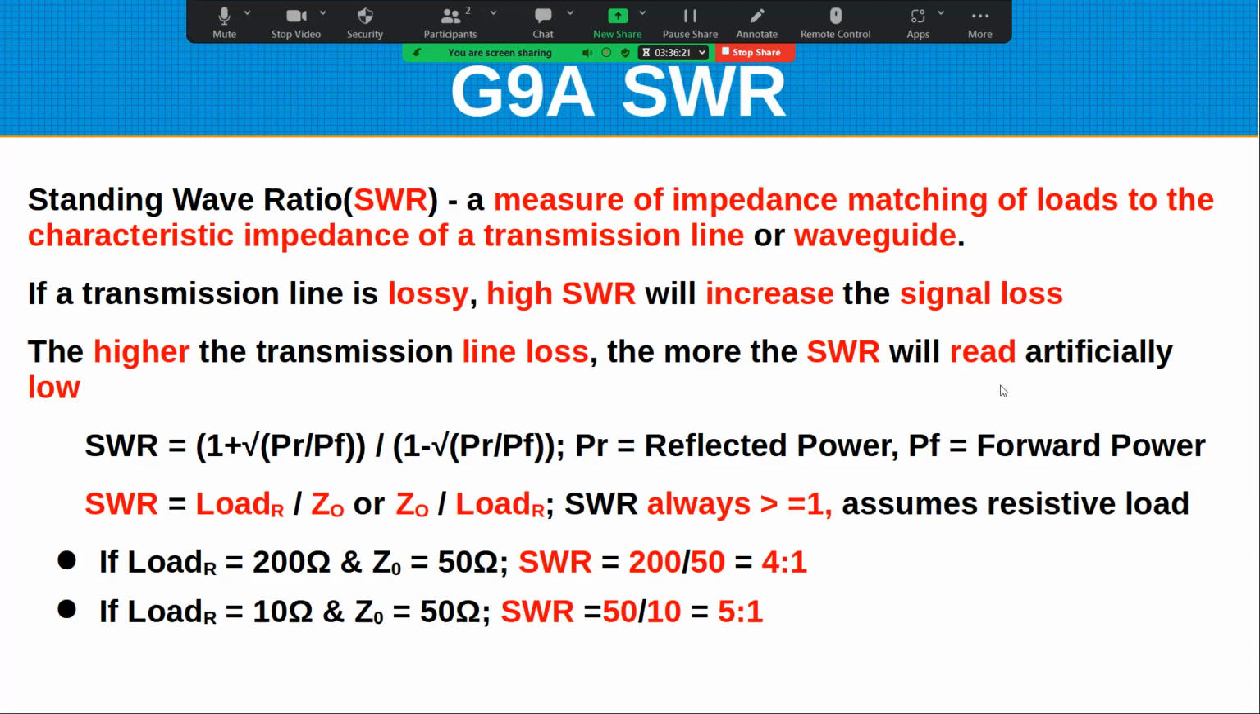Because of that, if you have an SWR meter at the transmitter end, it can read actually lower than what the SWR really is, because of the loss of the reflected wave coming back. So you don't see as big a reflection. And the formula down here, the way the digital SWR meters work, is they take this ratio of the reflected to the forward power in that formula, and that's how they determine the SWR, based on measuring forward and reflected power.